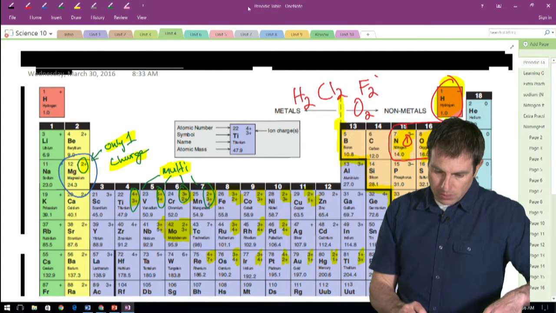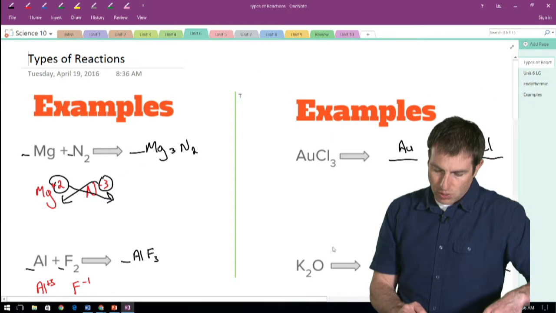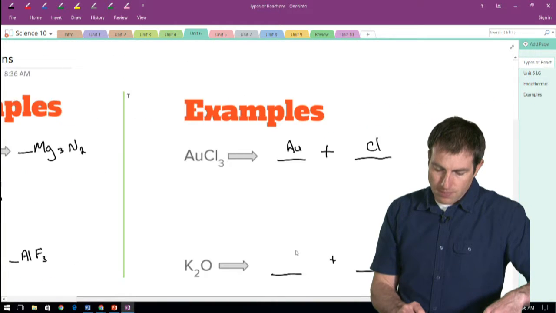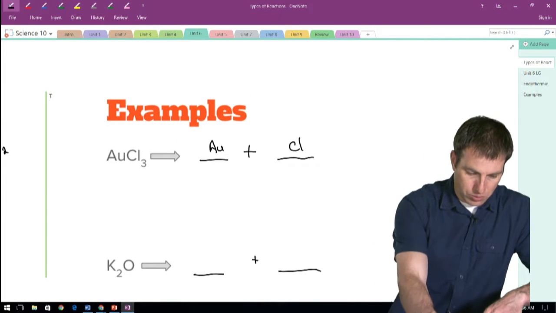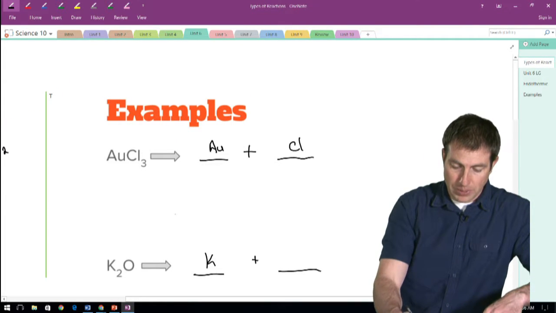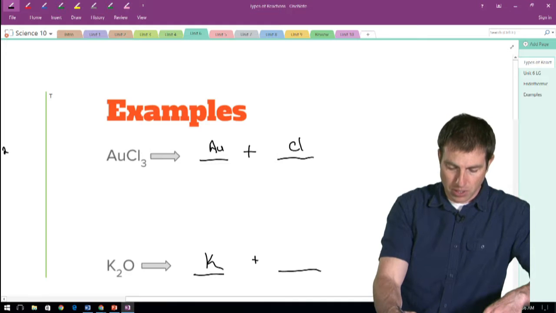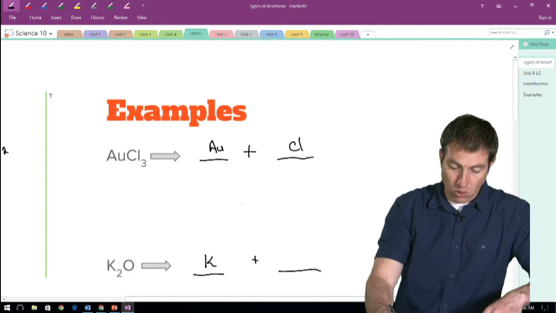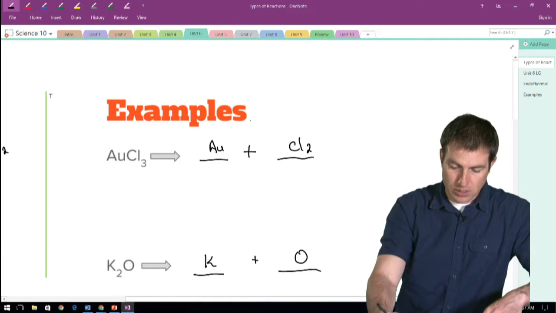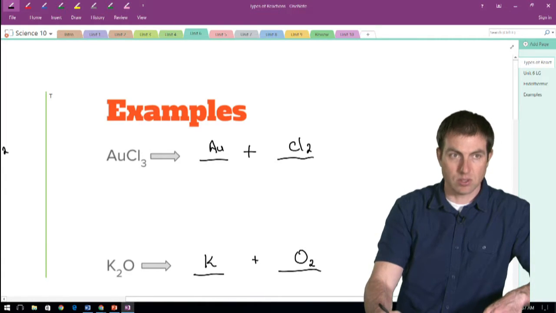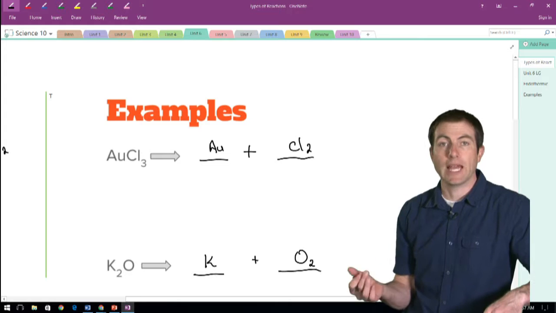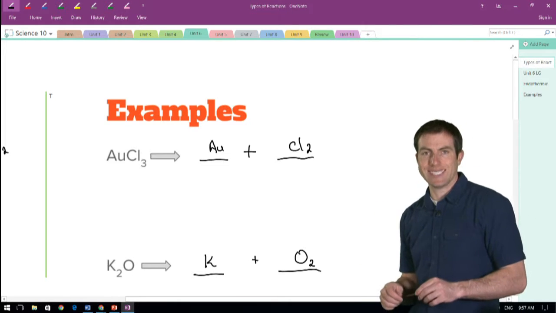All right, so let's jump back to the example we were dealing with here. So we had potassium, which was K, and then oxygen, which was O. So it's in a compound. If it breaks the compound apart, we're going to have K by itself, and then we're going to have O by itself. But O and Cl are both in the magic 7, so they have to be Cl2 and O2 if they're by themselves. They're diatomic.